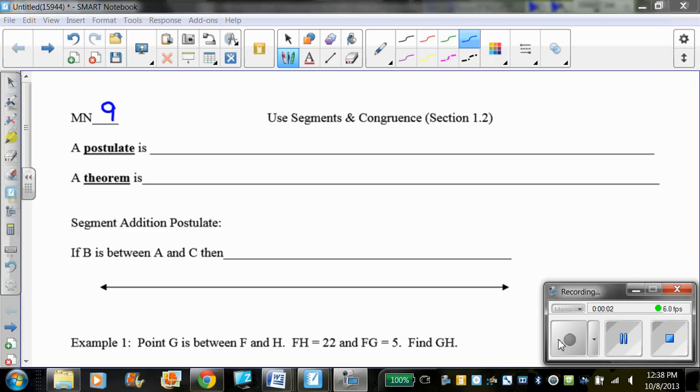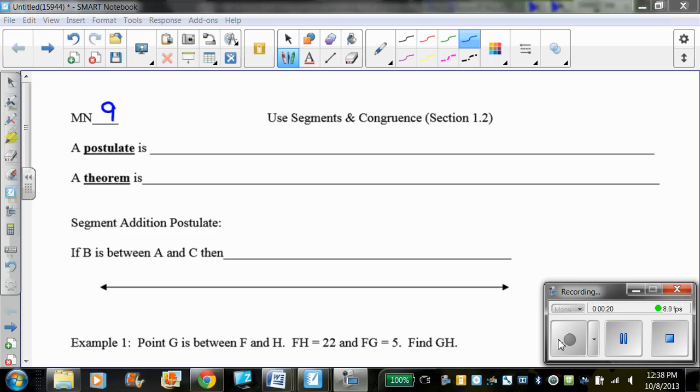Welcome, ladies and gentlemen, to your MN9, where we're going to use segments and congruence. This is section 1.2 in your textbook. We're going to first define what a postulate and a theorem is before we get into the section examples.